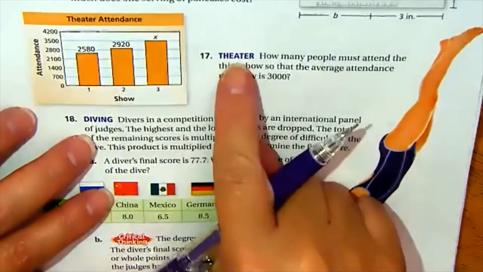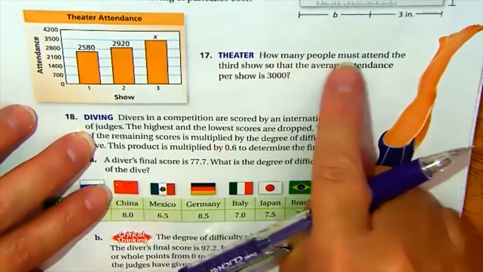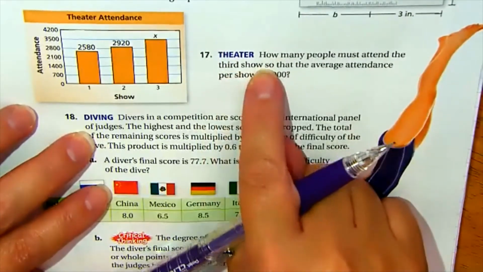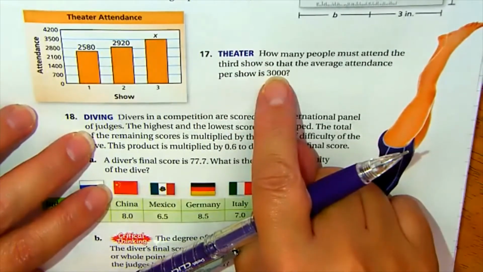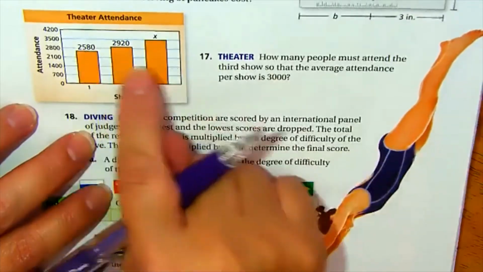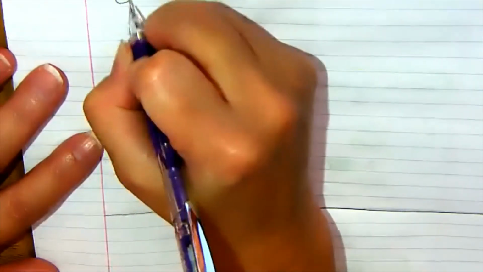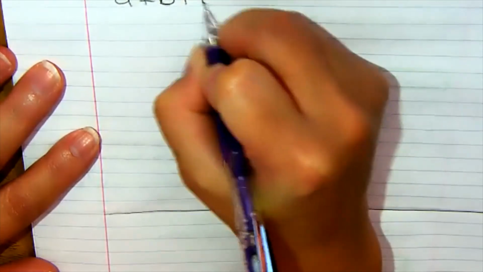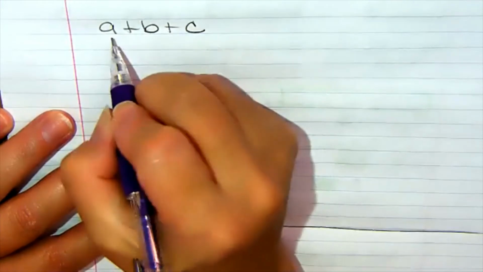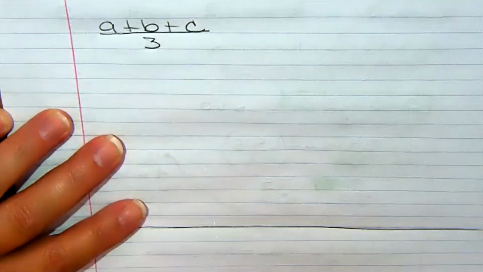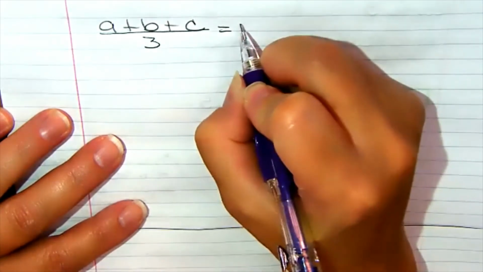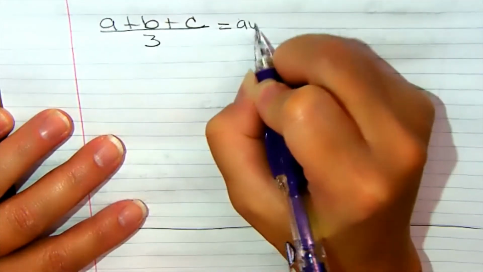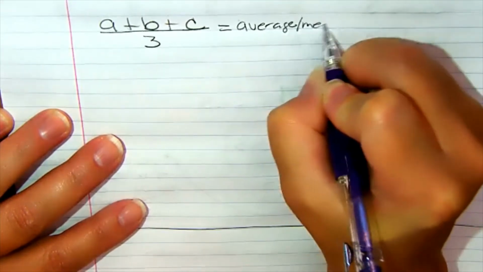The theater. How many people must attend the 3rd show so that the average attendance per show is 3,000? So we have 1, 2, 3 shows. Because we have 3 shows, we're going to divide by 3. And this will give us our average or our mean.